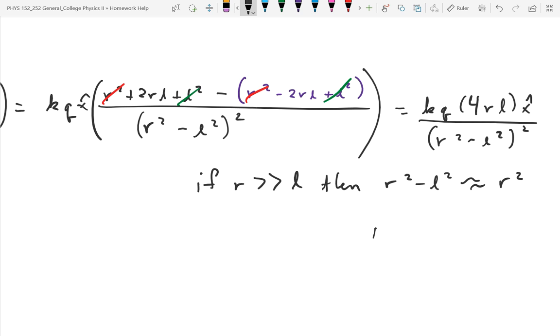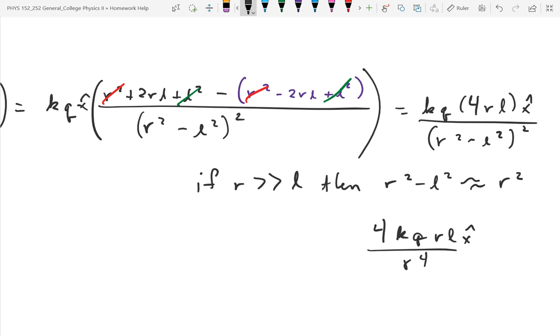And so this will become 4kq rL x hat over R to the 4th power. And then, of course, you cancel one of the R's, and you have the form it takes at large R. I should not have even said as R approaches infinity, because that's not what the problem says. It's just as if R is much greater than L. So like if the two particles were 1 centimeter apart, if you're a meter away, what's it going to look like?